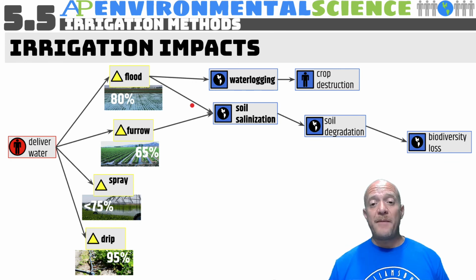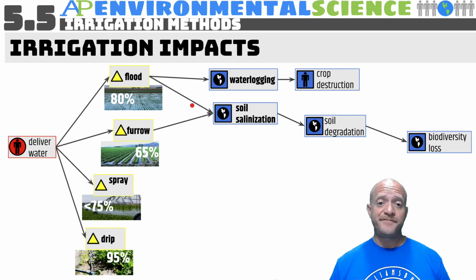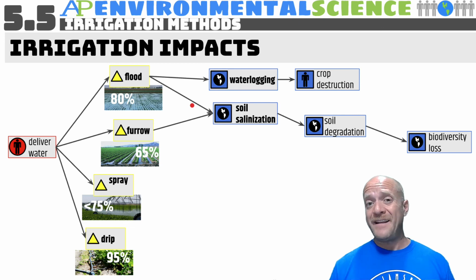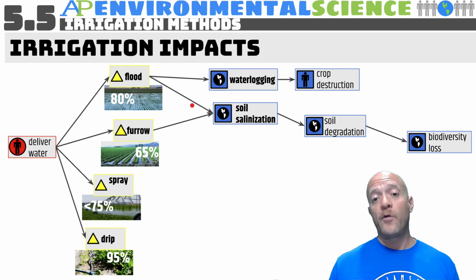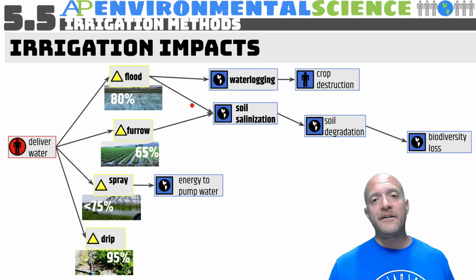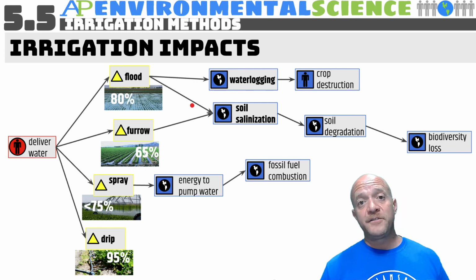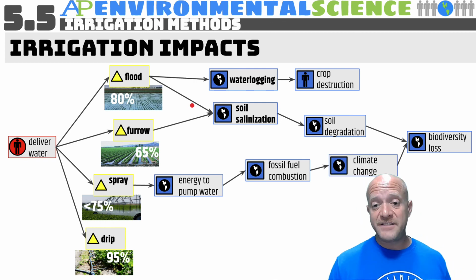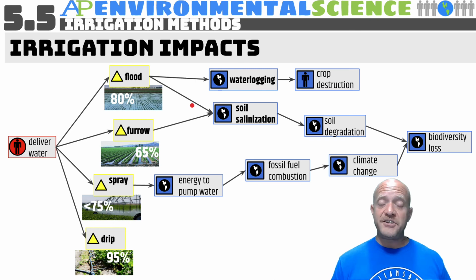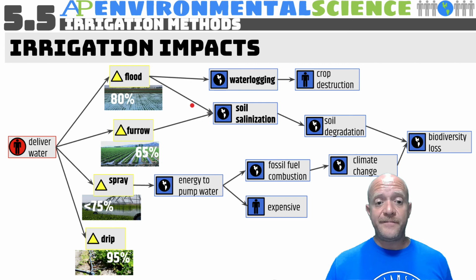One way that you could remedy and prevent the waterlogging is by aerating the soil, and maybe not adding as much water, or letting the soil dry out before you apply more water. So spray irrigation requires energy to pump the water, which requires the combustion of fossil fuels to generate that electricity, which can contribute to climate change because of the release of carbon dioxide, and that can lead to biodiversity loss.